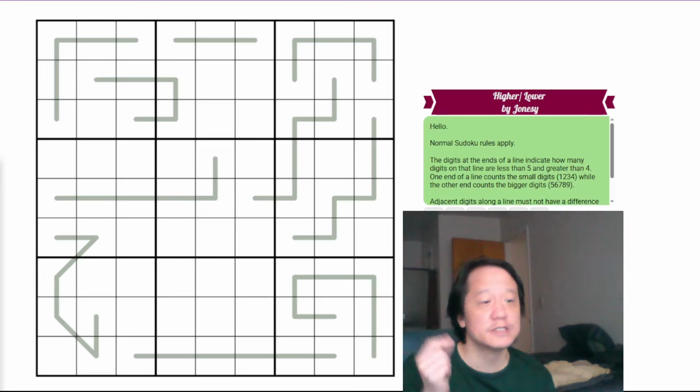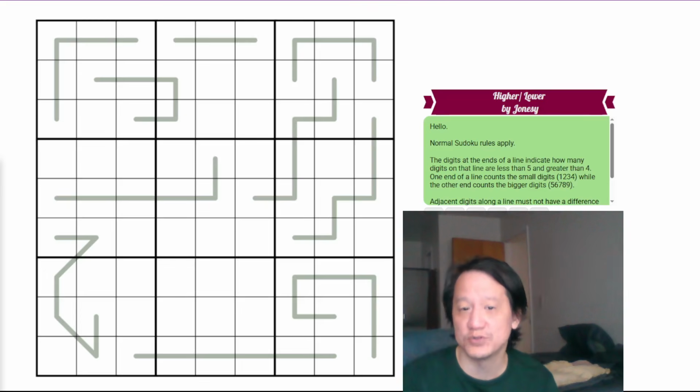And as always, take that easiness with a grain of salt because it's considered easy by the people on the Logic Masters Germany forum, and there's a lot of really smart people there. Today's puzzle is called Higher Lower by Jonesy, and here are the rules.